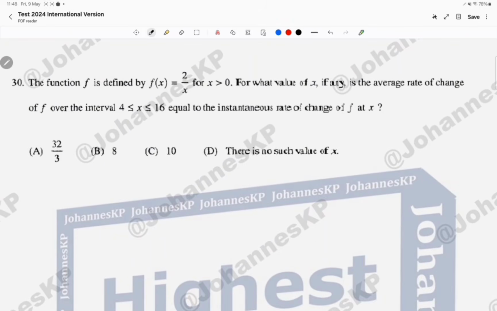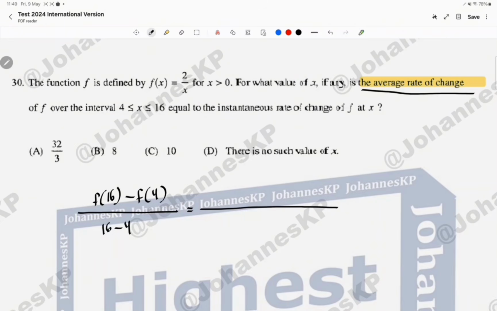Question 30. The average rate of change. Do you know what that means? That means finding the slope. So what if it's not average? It's not about the slope. It's always average rate of change on your slope. So f of 16 minus f of 4, over 16 minus 4. So copy paste the equation, but replace the x with 16 one time and with 4.